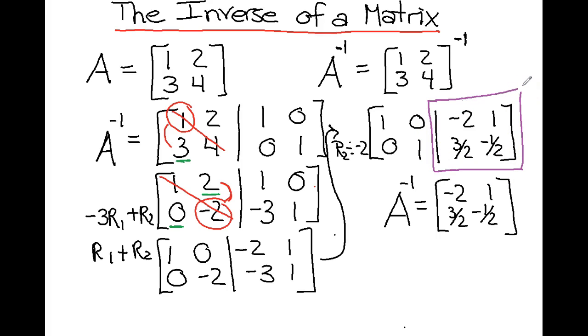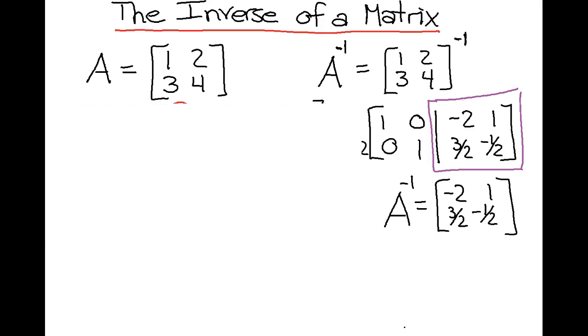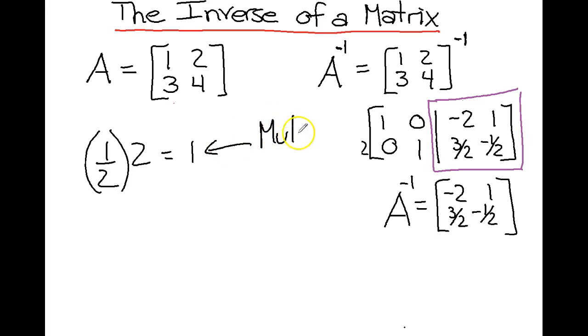So how can we test to make sure that we have the inverse correct? I'm going to erase the left-hand side and test to make sure my inverse is correct. Just as in math, if we have two numbers that are inverses and we multiply them by each other, 2, the inverse of 2 is 1/2, when we multiply, we get a 1. 1 is the multiplicative identity.